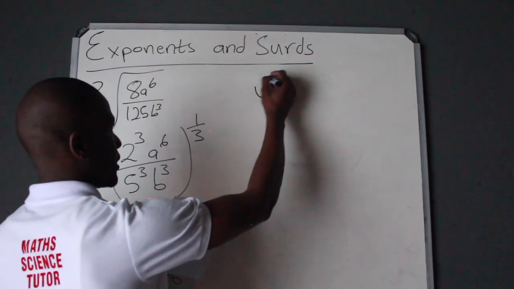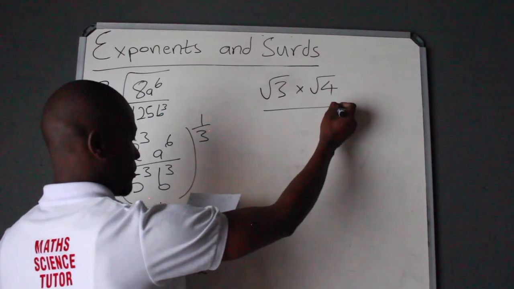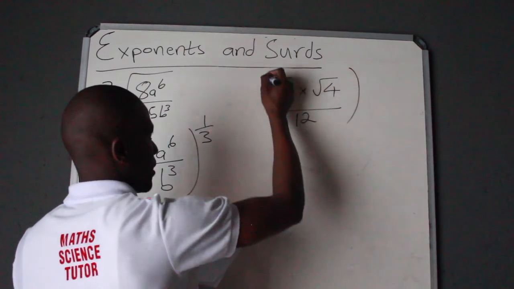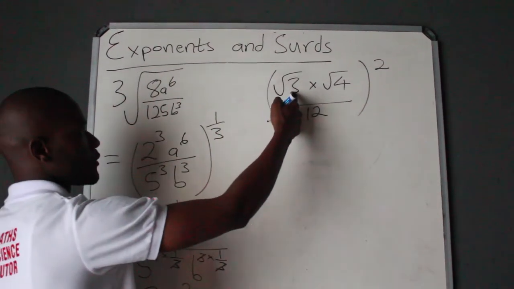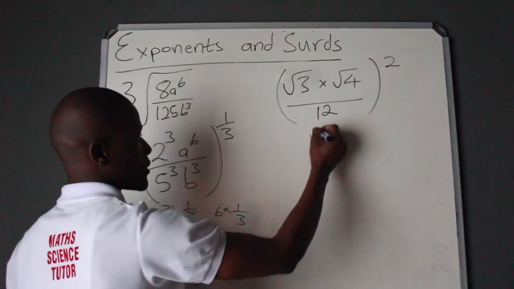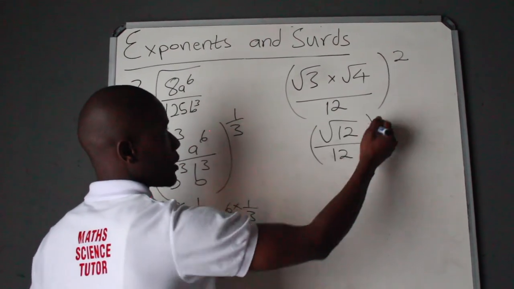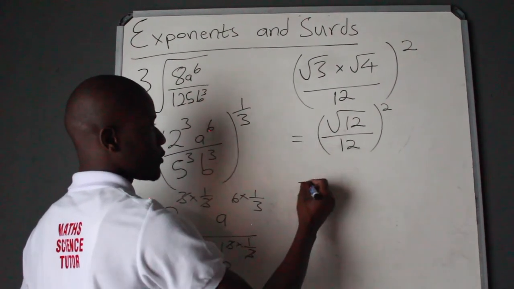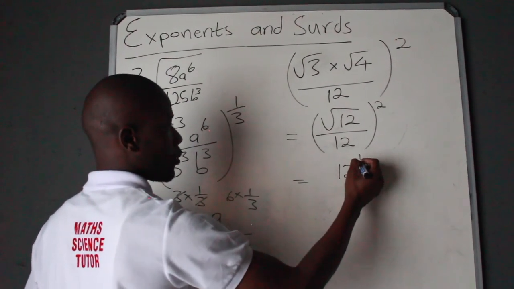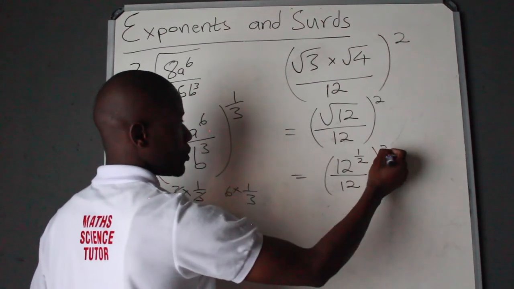So square root of 3 multiplied by square root of 4, all divided by 12, all to the power 2. Remember, square root of 3 times square root of 4 is square root of 12, divided by 12, all raised to the power 2. And we write the square root as the power 1 over 2. So it's going to be 12 to the power 1 over 2, divided by 12, all to the power 2.